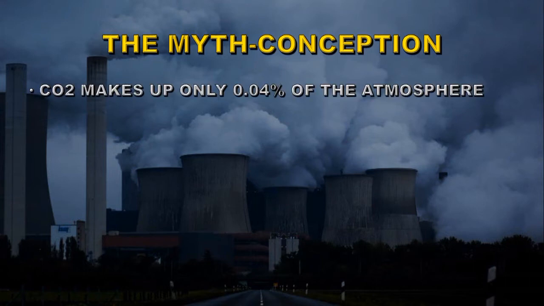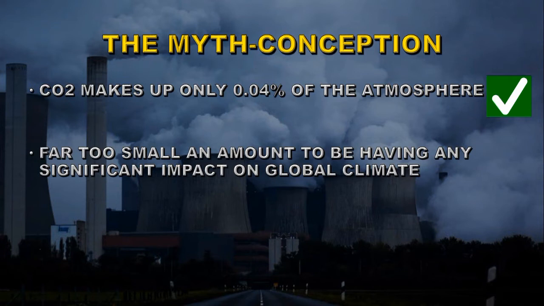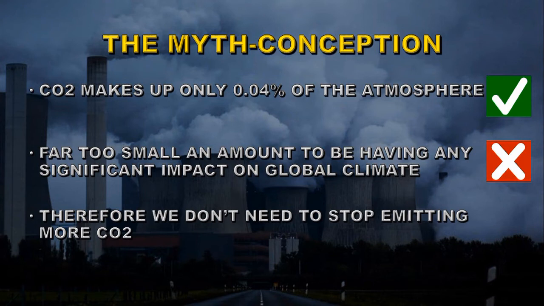Okay, let's start with the misconception here. The first statement they often make is carbon dioxide makes up only 0.04% of the Earth's atmosphere. And that one happens to be true. In fact, it's just set a new record high at 410 parts per million. The second statement is that this is far too small an amount to be having any significant impact on global climate. That, as I will show, is completely untrue. The third conclusion they draw is that therefore we don't need to stop emitting more carbon dioxide. But if that second statement is untrue, then that third statement is also untrue.